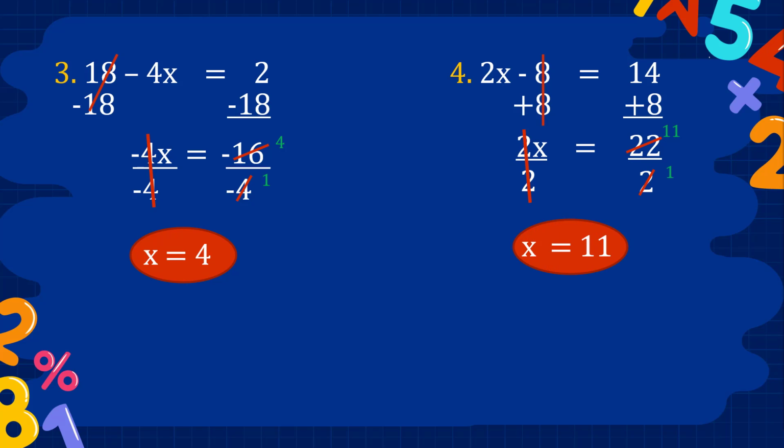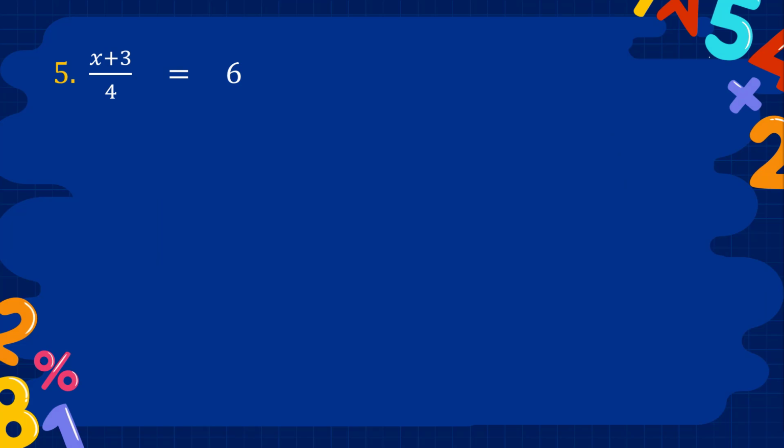Question 5. x plus 3 over 4 equals 6. Or we can even just say it as x plus 3 divided by 4 equals 6. First, we should get rid of the division so we can have an equation on a single line. To do this, we multiply both sides by 4. This side, both the 4's cancel each other out. And on this side, 6 times 4 equals 24.